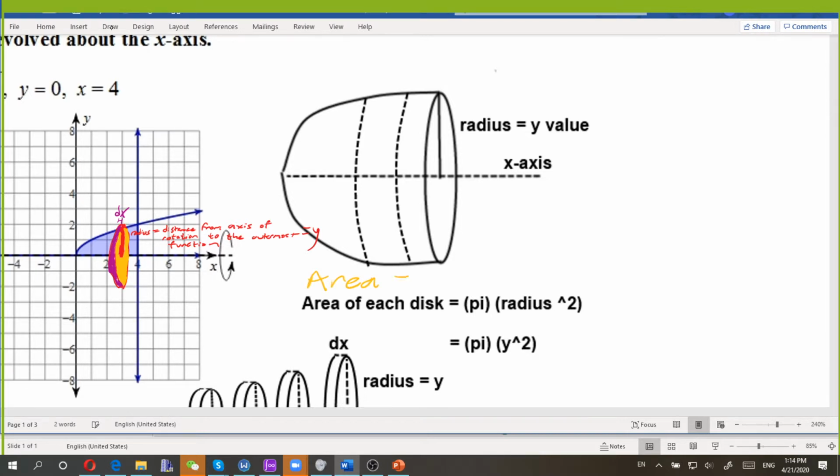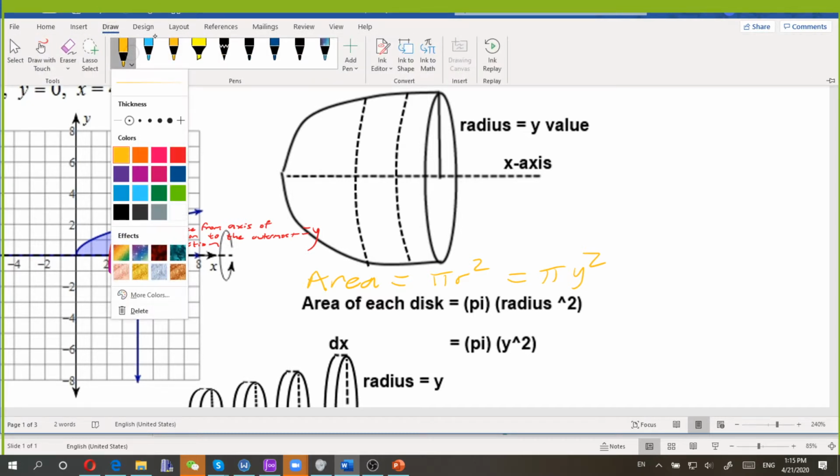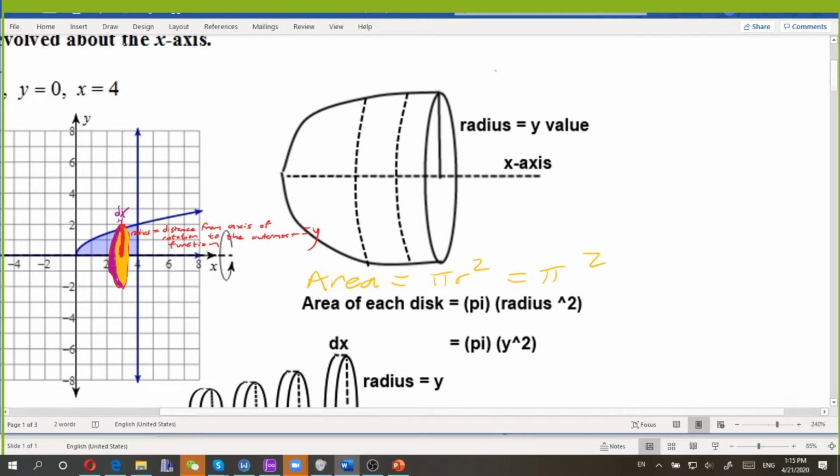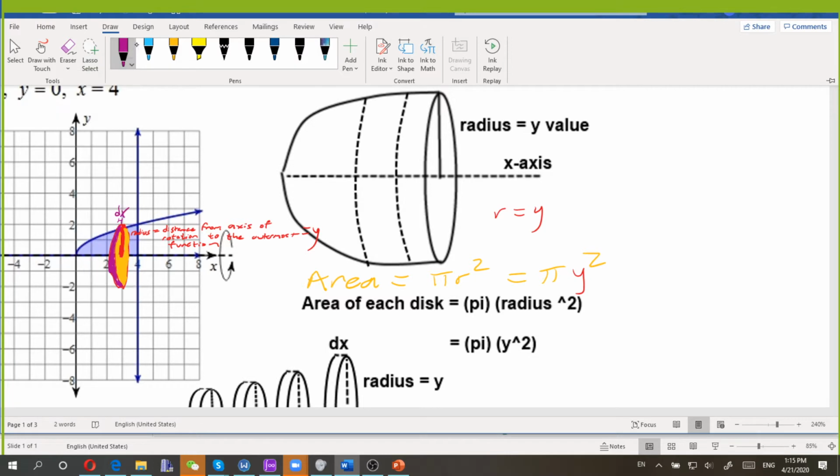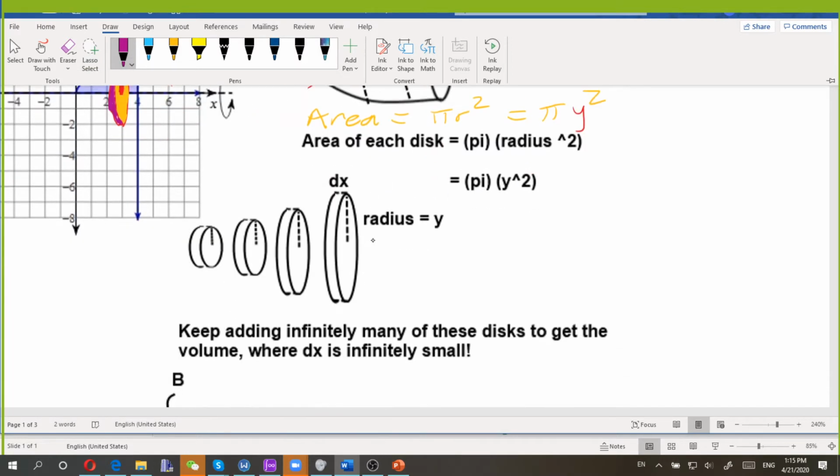Rewrite right here. I know I'm writing the same thing, but area is pi r squared. Is pi times y squared, since my radius is y, which we drew in red for our picture, so I'm going to throw that here. R equals y. Okay, then to make it a volume, I would have to multiply by dx.